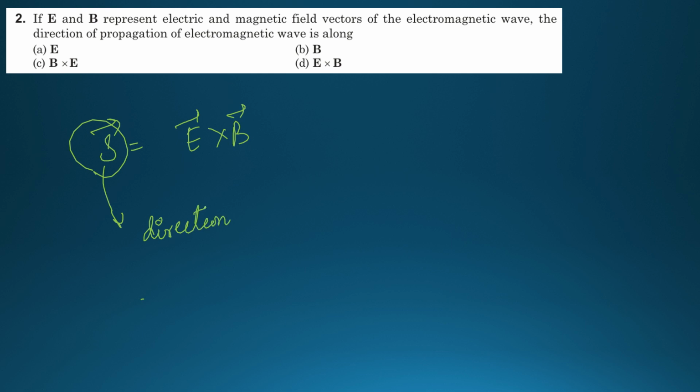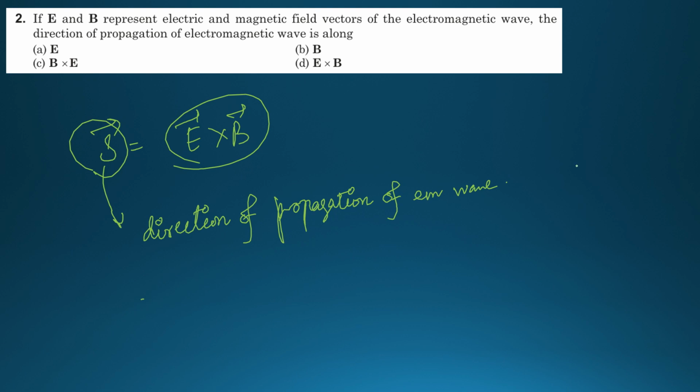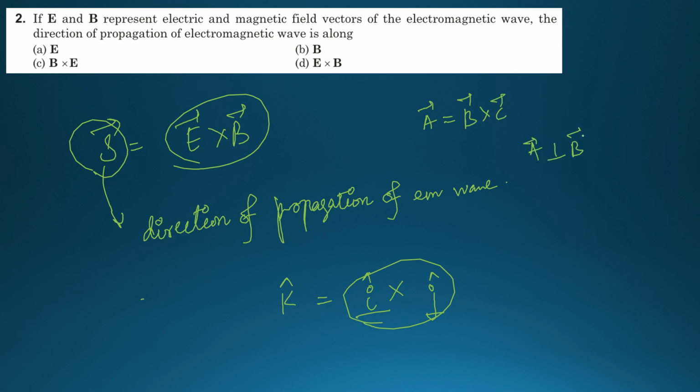So the direction of propagation of the EM wave is actually the cross product of electric field and magnetic field. Suppose the electric field is along i cap and the magnetic field along j cap. So the S vector will be perpendicular to both, that is along k cap. Because we know if A vector is equal to B cross C, then A is perpendicular to both B and C.